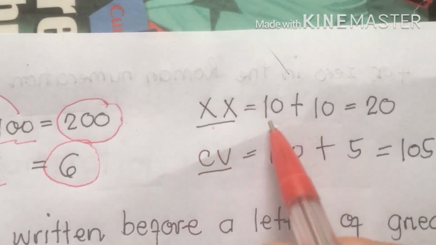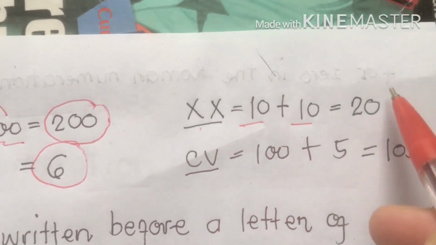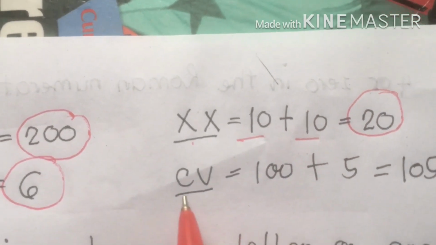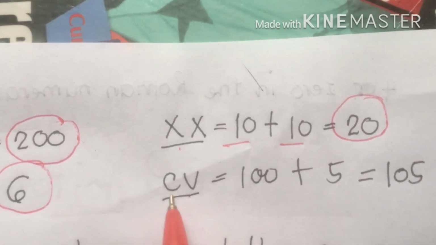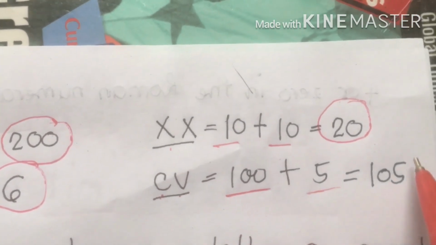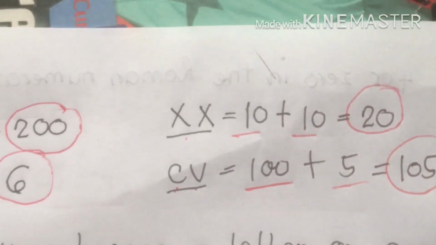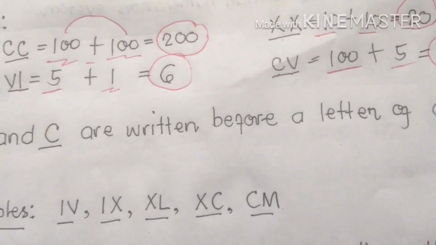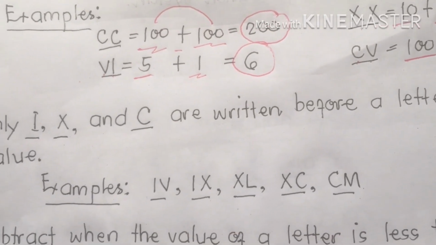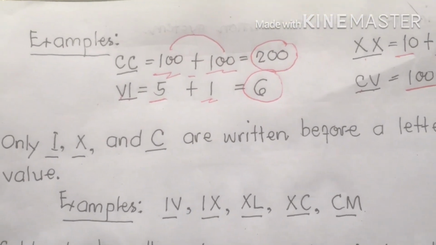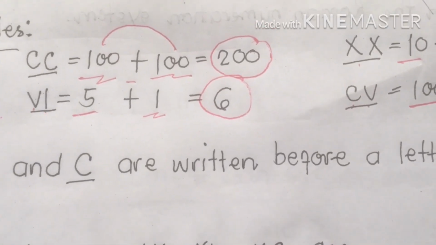Double X, so we have 10 plus 10, the answer is 20. Please follow, my dear students. C and V: remember C is 100, V is 5, so 100 plus 5, the answer is 105. Okay, again, my dear students, rule number 2: when you have greater value first before lower value, you are going to add.